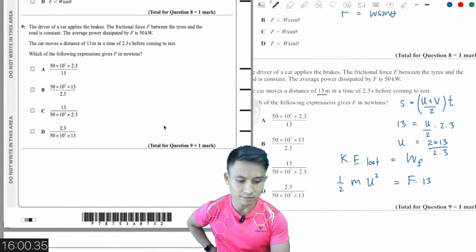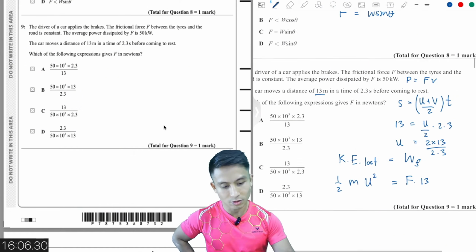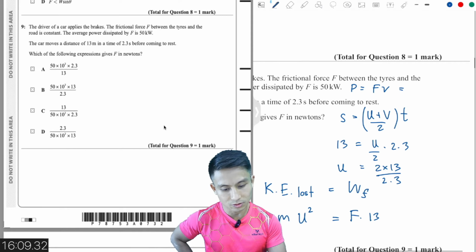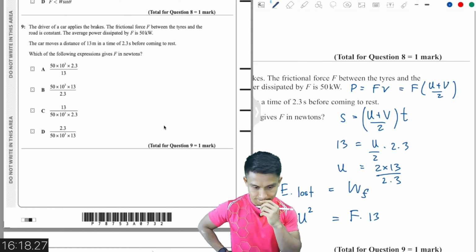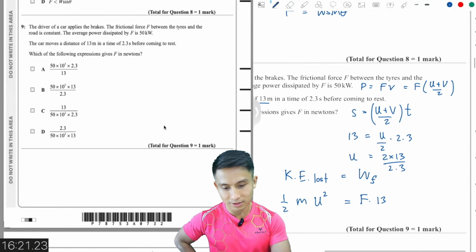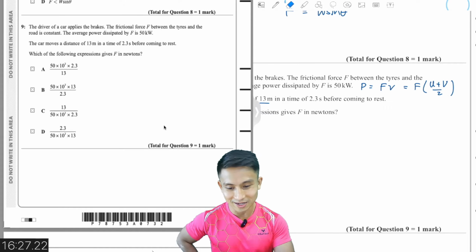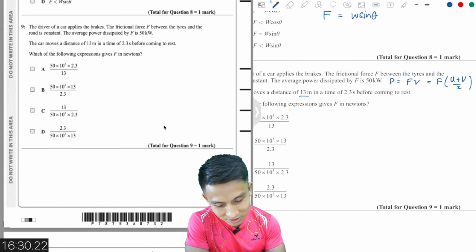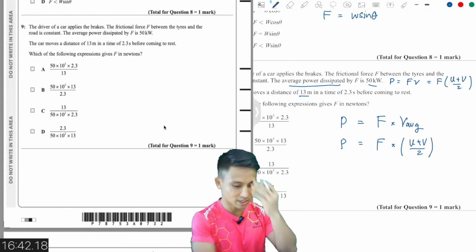Average power is FV. Or isn't that also F times the average speed, which is U plus V over 2? Sorry, I think I have to do this again, because I didn't read average power here. Okay, so average power is F times average speed, but we happen to know that average speed is just U plus V over 2. Yeah, that's the average speed.